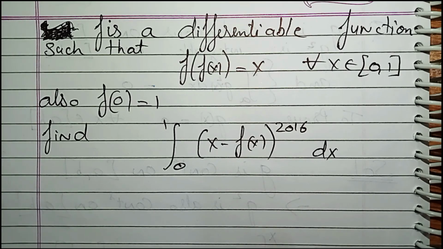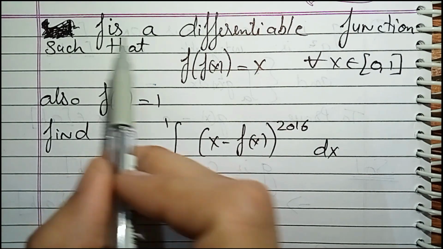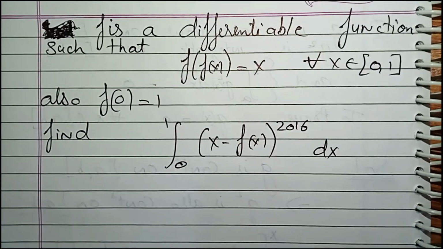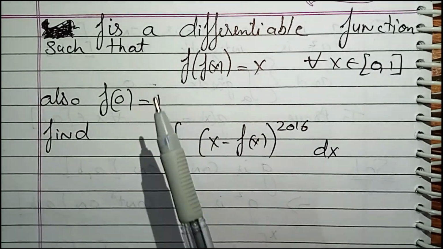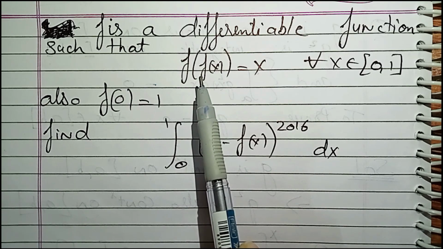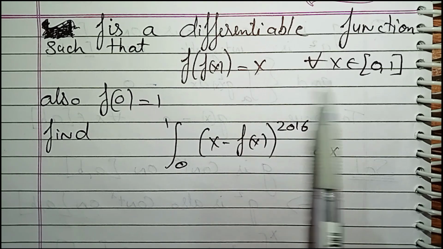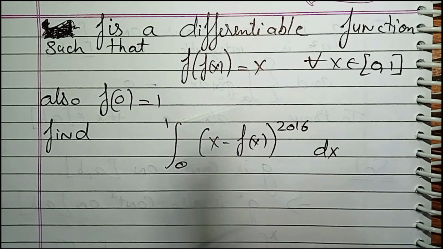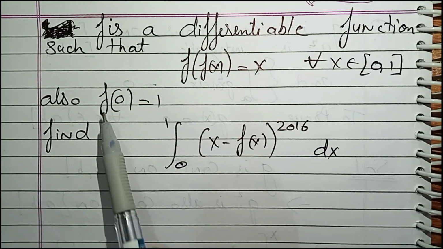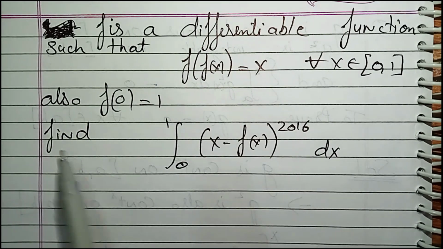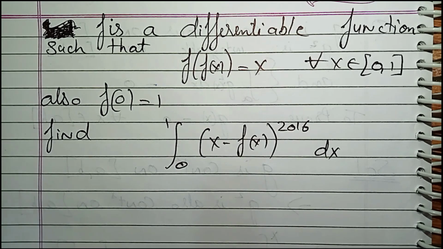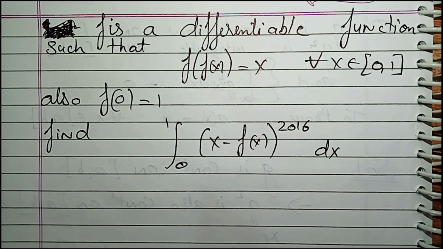So let's read this problem. It says f is a differentiable function such that f of x is equal to x for x belonging to this interval. Also f of 0 is 1. We have to find the value of this integral. Now here, to begin with the solution, you will need to observe something here.